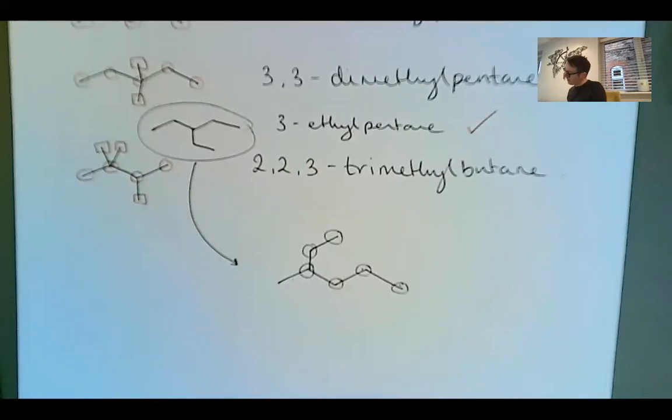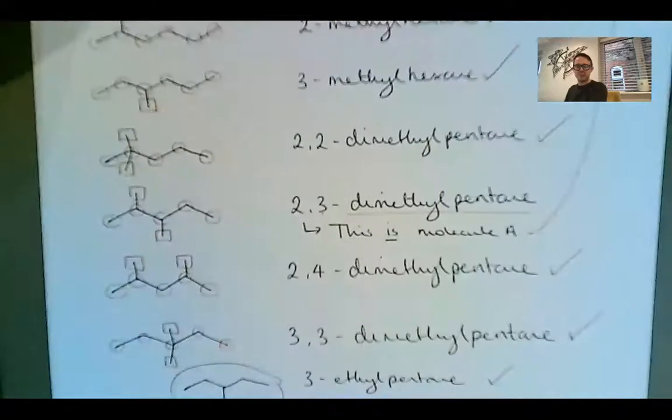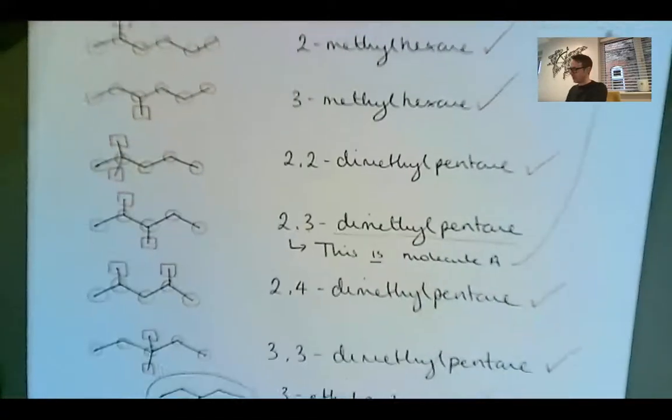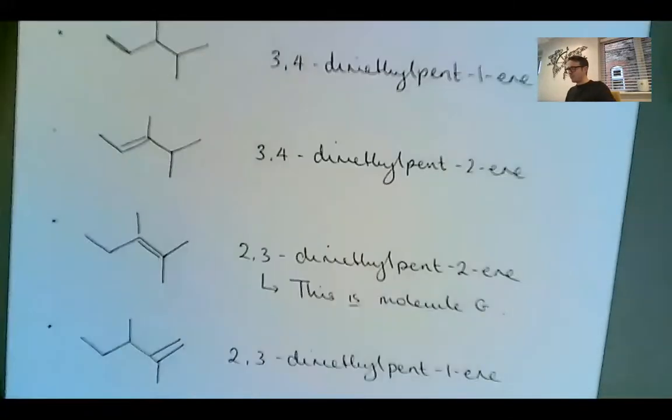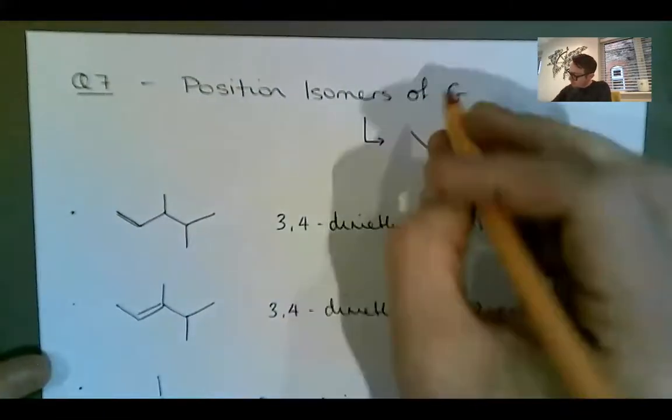Finally then, question 7, same idea. So these are all, remember, chain isomers that we've just done. So we're just changing the carbon skeleton. Question 7 was wanting different position isomers of molecule G. So here is molecule G.